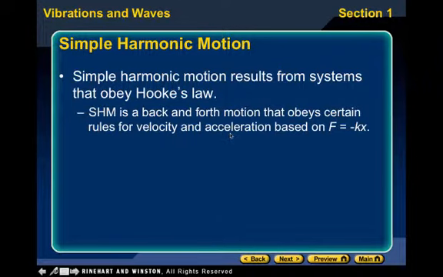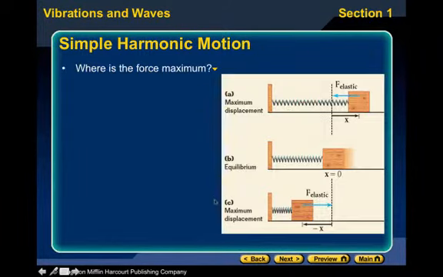Simple harmonic motion results from systems that obey Hooke's law. So anything that obeys Hooke's law and oscillates, goes back and forth, is called simple harmonic motion. SHM is a back and forth motion that obeys certain rules for velocity and acceleration. Okay, so here is our block on the spring that we had in those pre-lab questions.